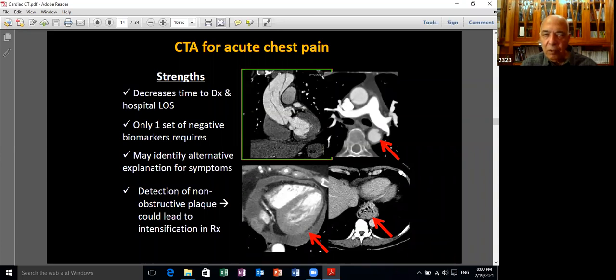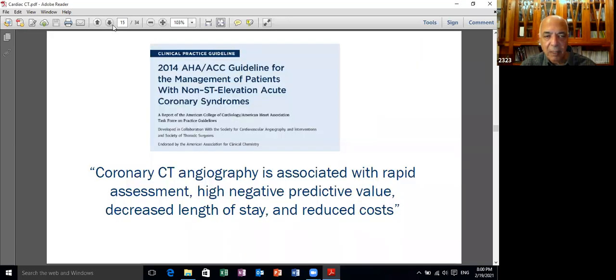So in acute conditions, you can find that it's valuable not only to detect coronary artery disease, but other conditions as well. And in the AHA-ACC 2014 guidelines, coronary arteriography is associated with rapid assessment, high negative predictive value, decreased length of stay, and reduced costs.